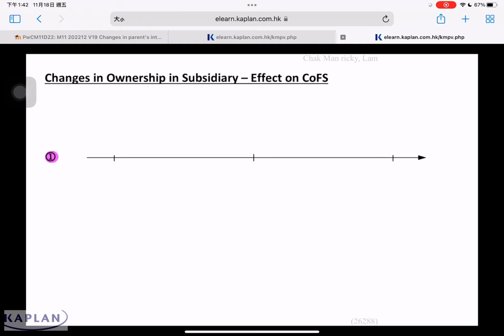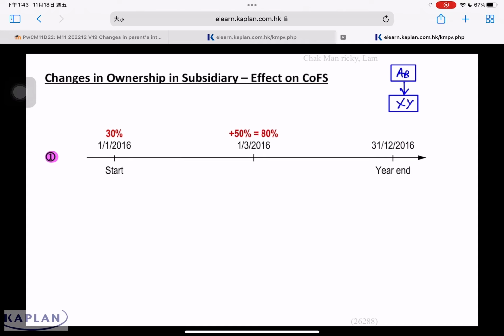Case 1. For example, our year end is 31st December 2016. 1st Jan 2016, start of the year, end of last year. AB's investment in XY. At the start of the year, we have 30%. On 1st March 2016, AB acquires another 50% equals 80%. At the year end, this will be 80%. For profit and loss, it is for 1 year, 12 months. This is the date of the change. In this case, it's gain of control.